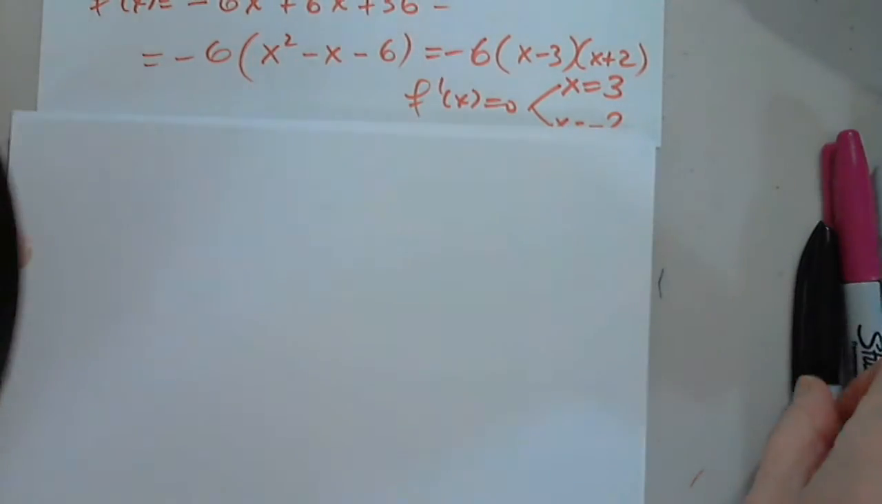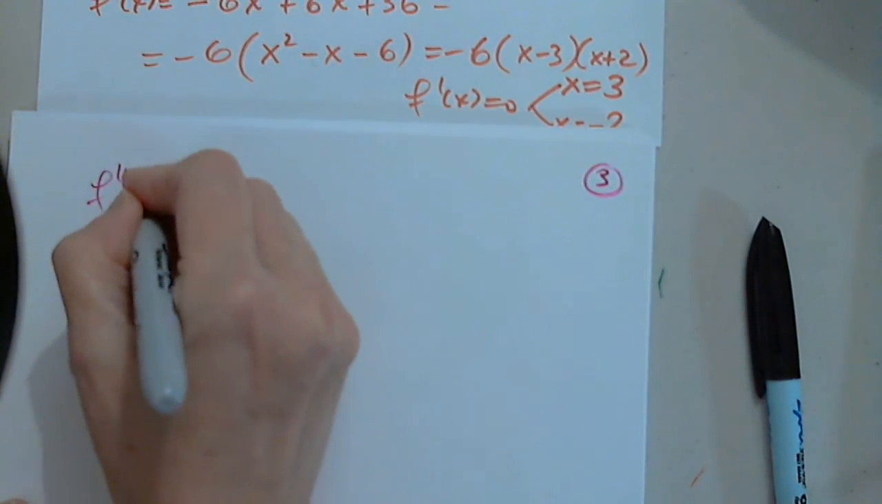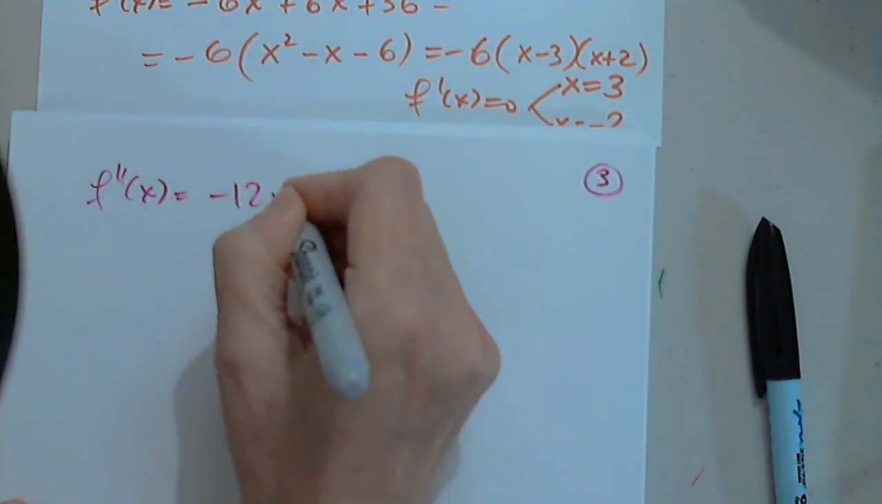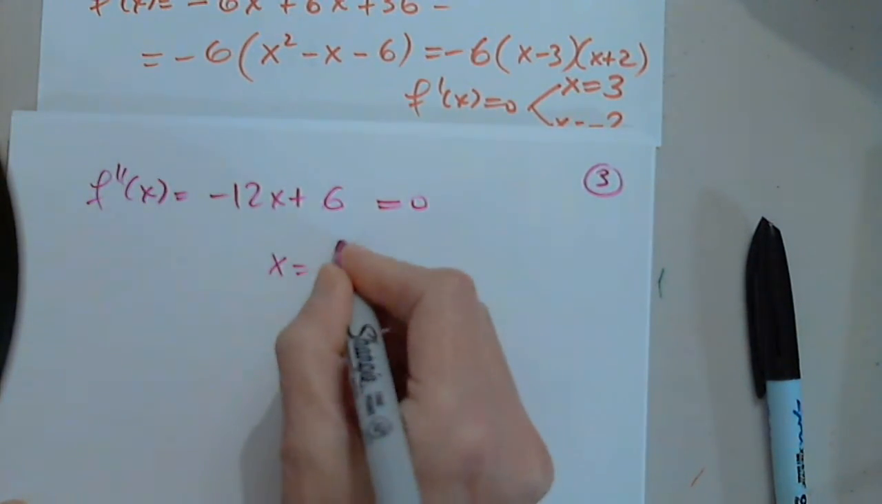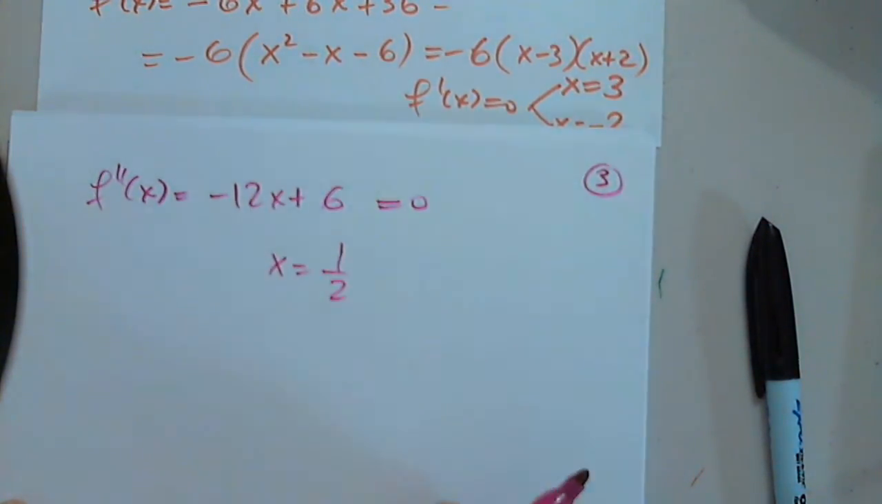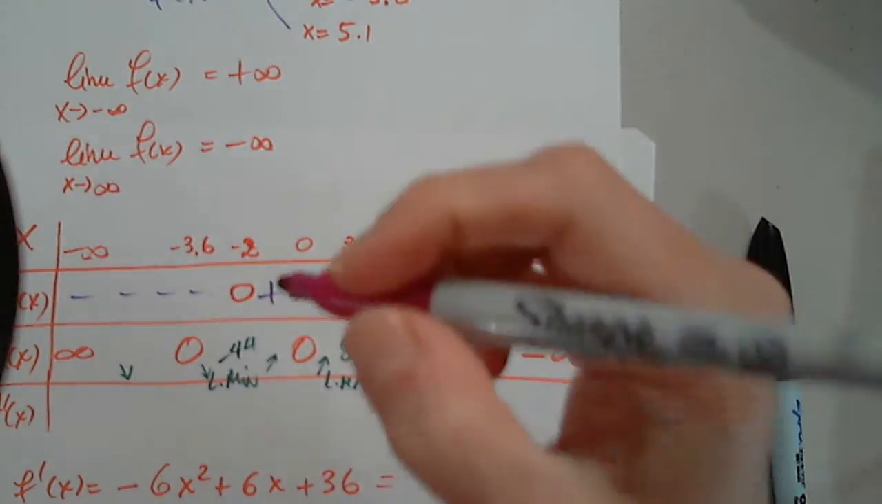Okay, so now I'm on page 3. So the second derivative is negative 12x plus 6. And when I set this equal to 0, I get 1/2. 6 over 12, of course. Are you surprised that the 1/2 would mess my table up?